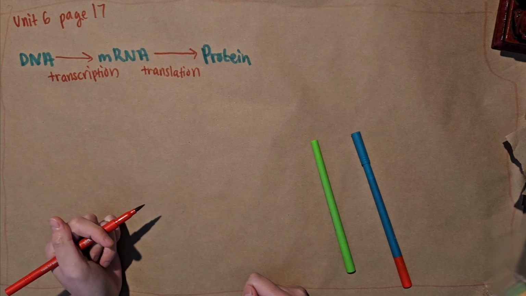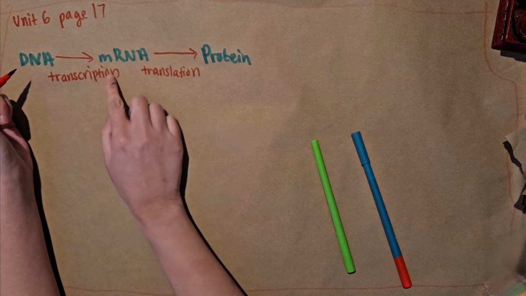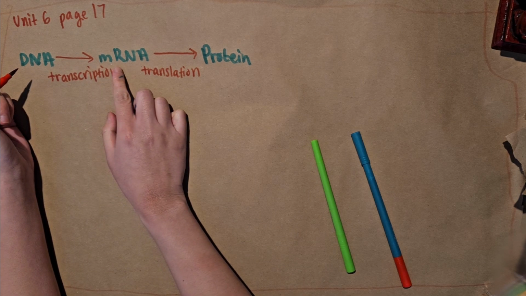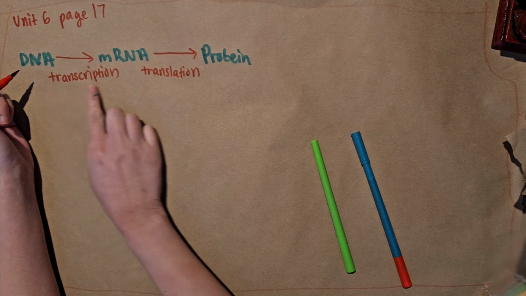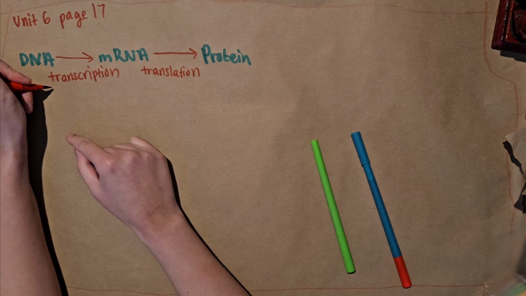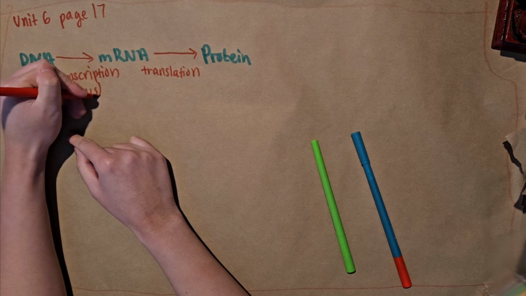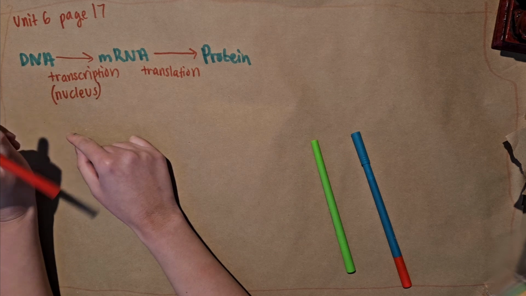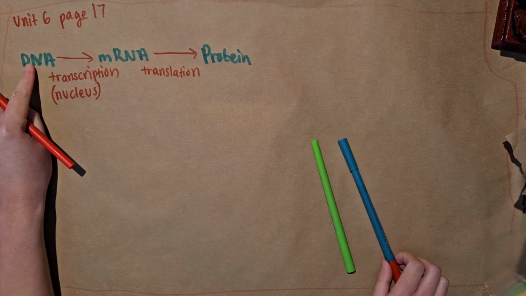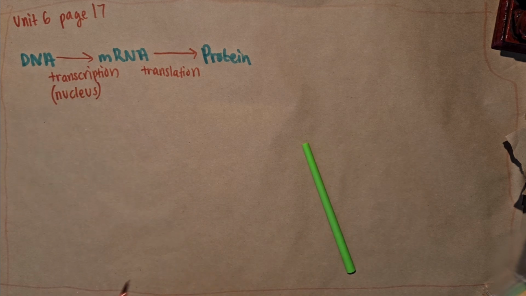All right, so the DNA making a copy of mRNA, this is transcription. This happens in the nucleus, because the DNA does not leave the nucleus. DNA is on house arrest forever. It will never leave the nucleus.